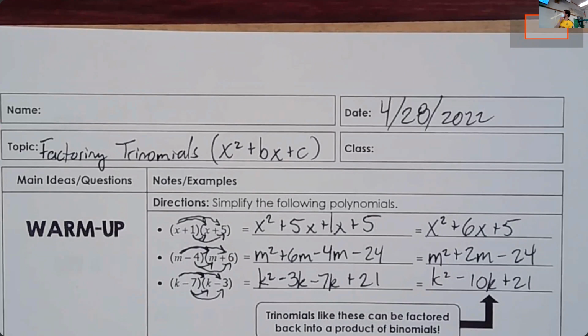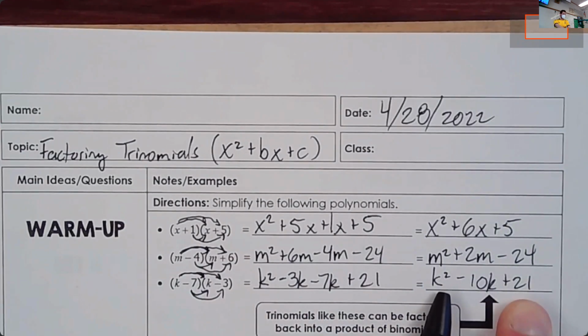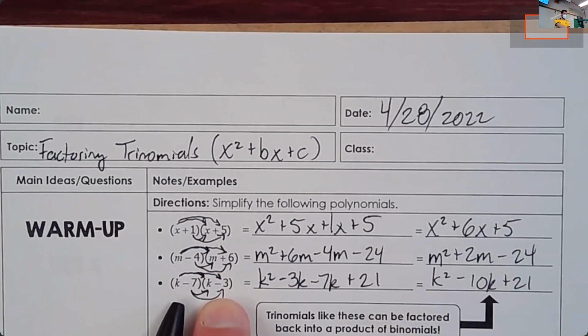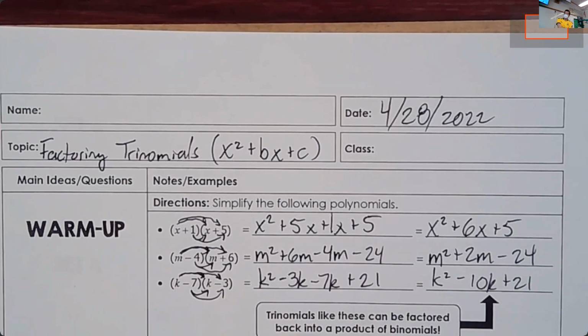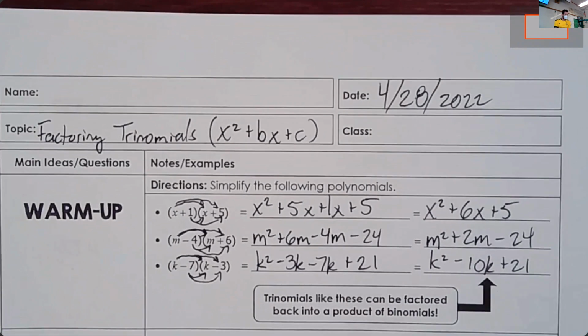And so today what we're going to be doing is essentially starting with problems that look like this, and we're going to be working backwards to get answers that look like these, kind of like we've done the last few days. And it says trinomials like these can be factored back into a product of binomials. Exactly what we did yesterday, similar to what we did on Tuesday. So I want to mention real quick the form that we're looking at.